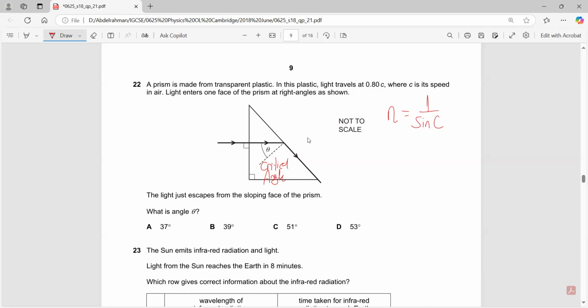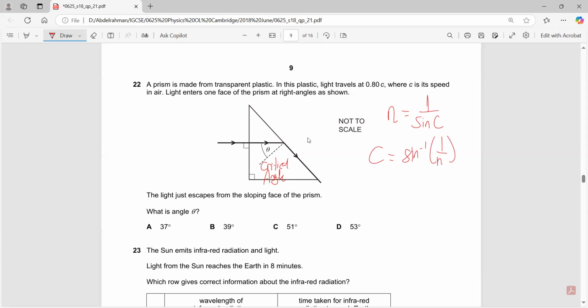1 over sin C, in which C is the critical angle, n is the refractive index. So to find C, it would be sin inverse of 1 over n, 1 over the refractive index. We don't have the refractive index. How can I find the refractive index?